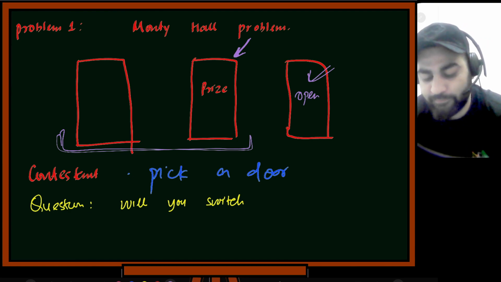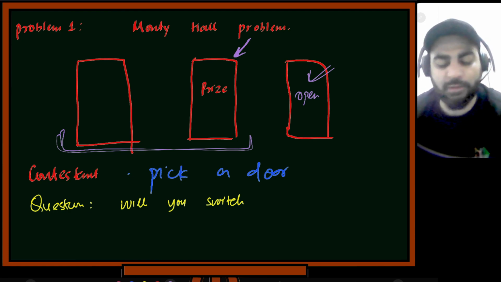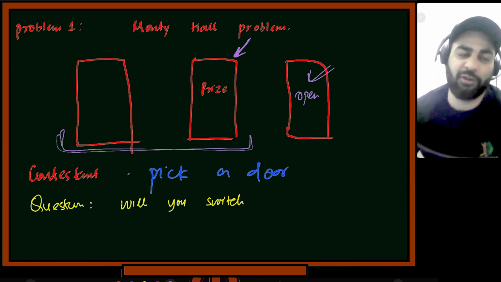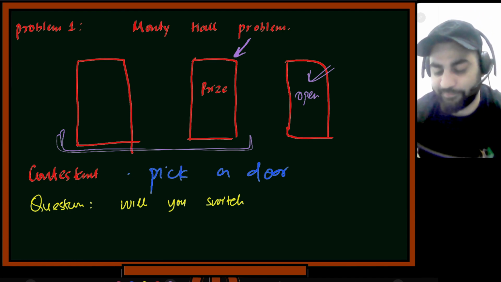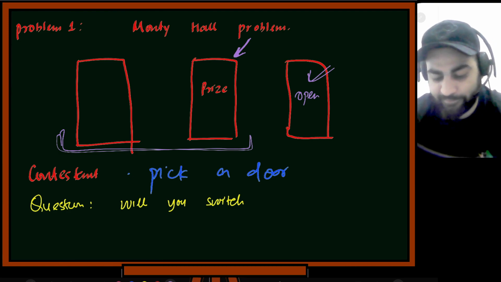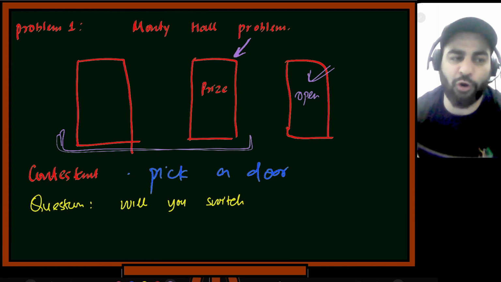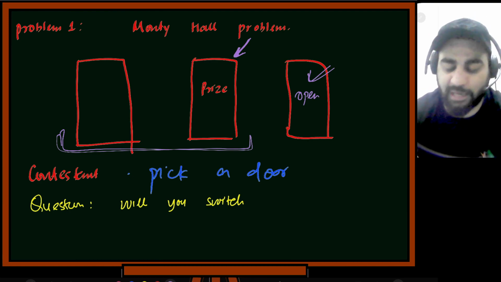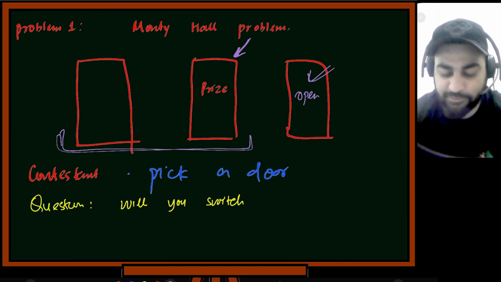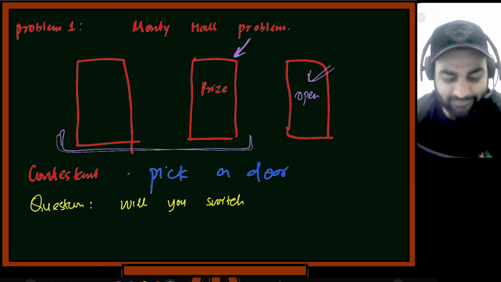The door he opened, the prize was not there. Obviously the prize is not there. Anyway, he opens one of the doors where the prize is not there, every time he does it. I will choose the door which I have chosen earlier only. So you will not switch, in the long run? Will you switch or will you not switch? I will not switch. What's the rationale behind that? Why do you think so? I will go with my gut feeling only.